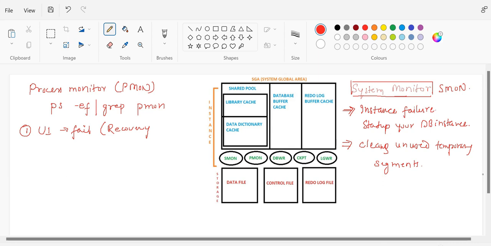So for that, PMON comes into the picture and will perform the recovery. And how can it perform the recovery? There are n number of use cases. Number one, it cleans up the database buffer cache. Time to time it cleans up the DB buffer cache.